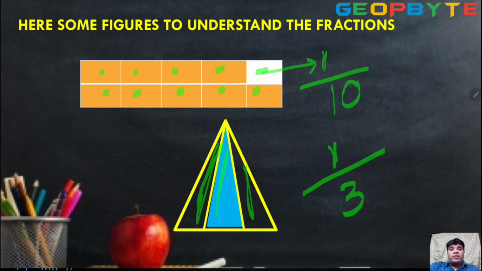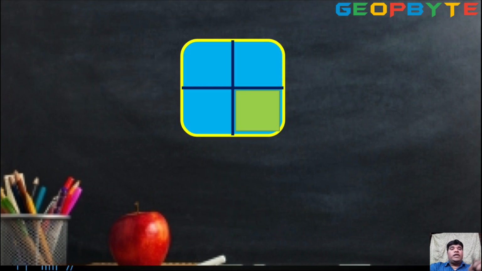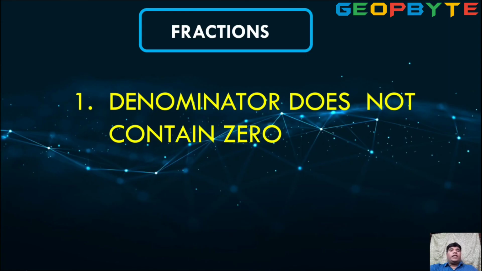One more example. Here a square is given. So total how many parts? 4. Out of the 4, how much part is painted in a different color? It's 1 only. So 1 by 4 is the answer. Got it, students? Next.